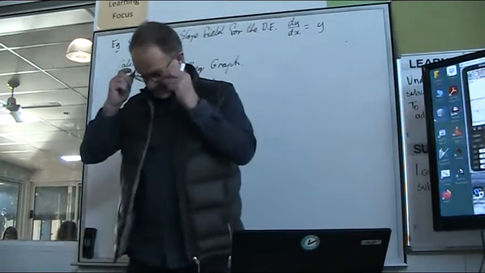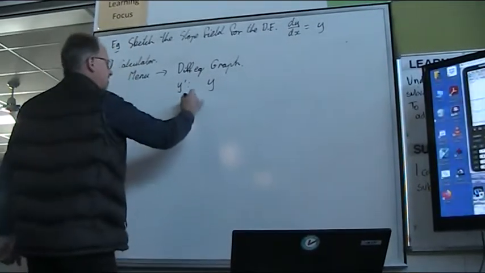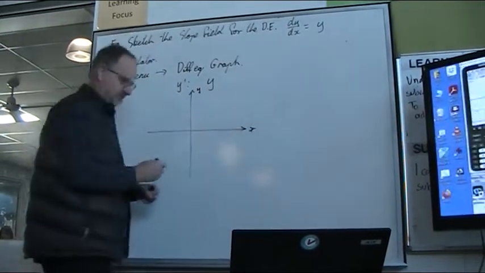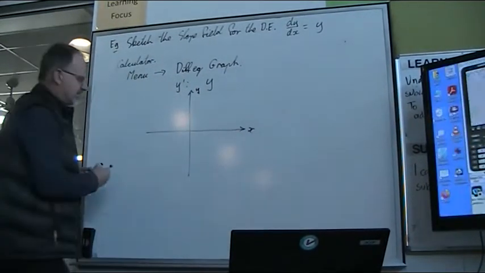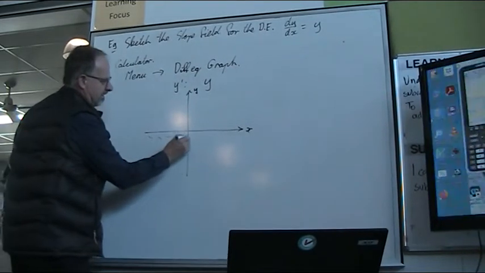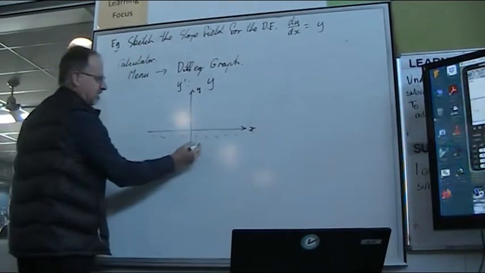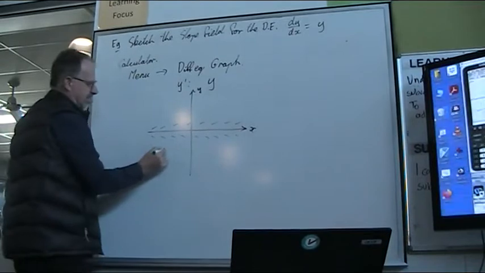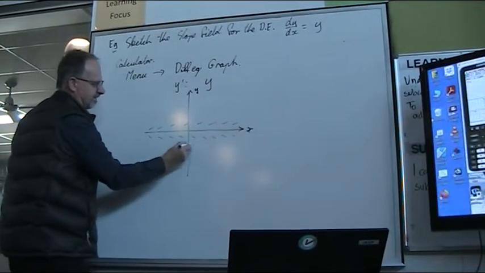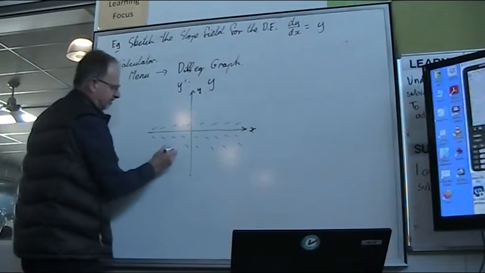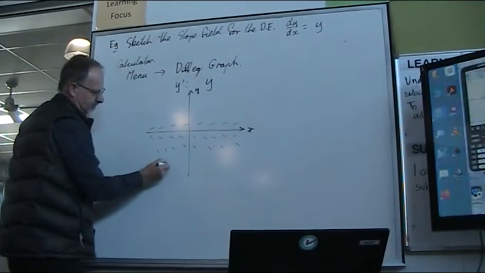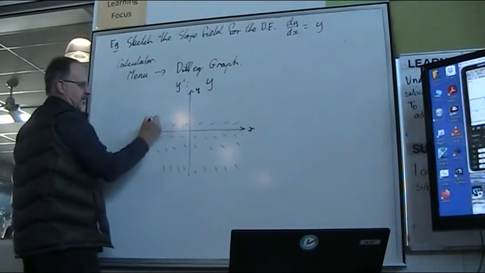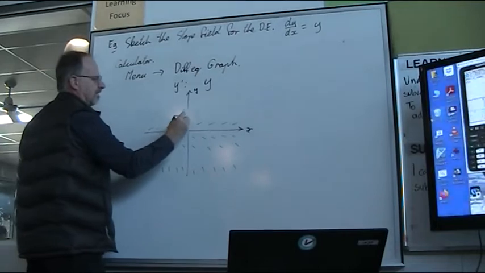Yeah? And so then if you need to, draw a sketch. And so all the ones across here pointing this way, above the x-axis pointing this way. And the lower we go down, the steeper it becomes. And similar kind of thing here.